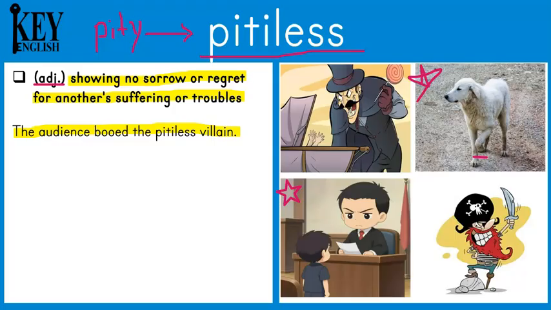Or I could say something like, everyone hoped the judge would not be pitiless when deciding the punishment. So usually we want a judge to be neutral and not have an opinion, but we don't want them to be pitiless because people can make mistakes. And just because someone makes a mistake, that doesn't make them a bad person. So if we have a judge who is pitiless, then just one small mistake might lead this person to go through a lot of suffering. So that's also something to think about. Another example could be the movie showed a pitiless pirate who never helped anyone.